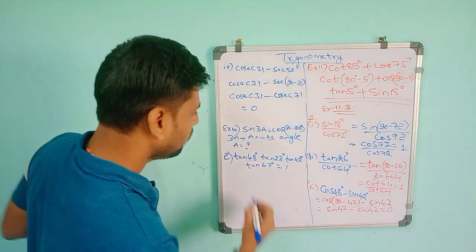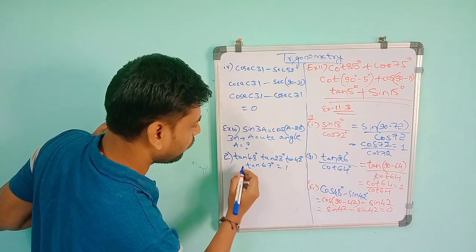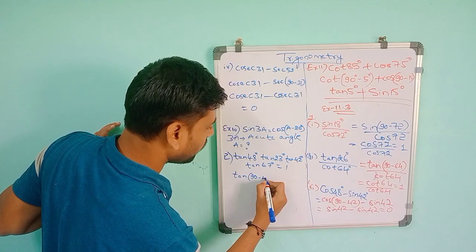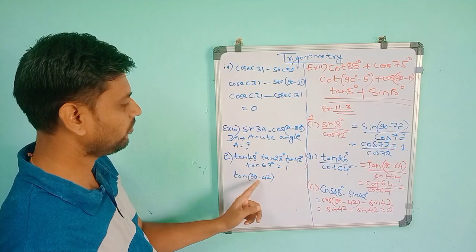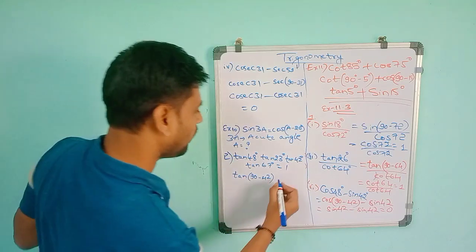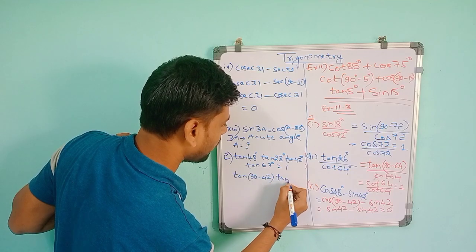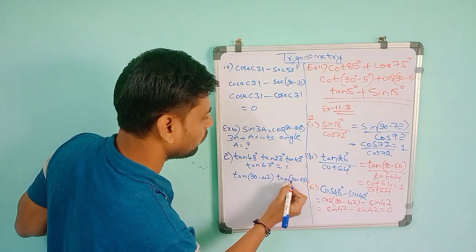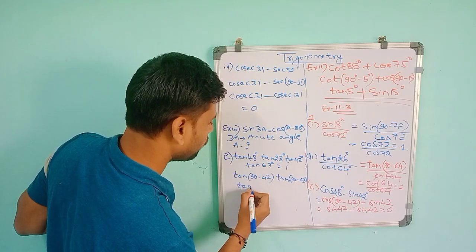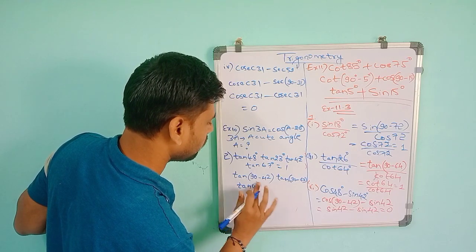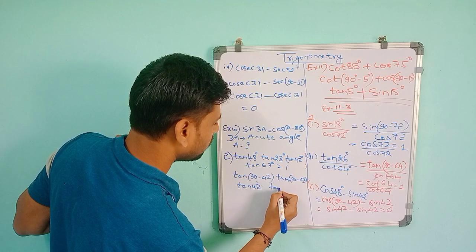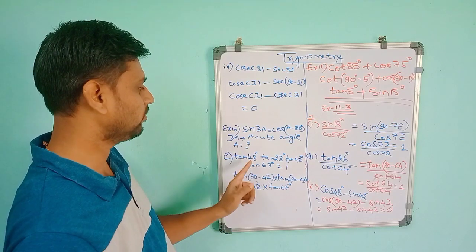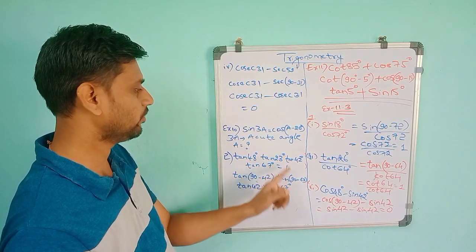So how can we do it? Since tan is there, you convert everything into one term. We can write tan 48 as tan of 90 minus 42, because 90 minus 42 is nothing but 48. Like that, tan 23 we can change as tan of 90 minus 67, since 90 minus 67 is 23. Then tan 42 degree and tan 67 degree remain. This is tan of 90 minus 42, which is 48, and this is tan of 90 minus 67.